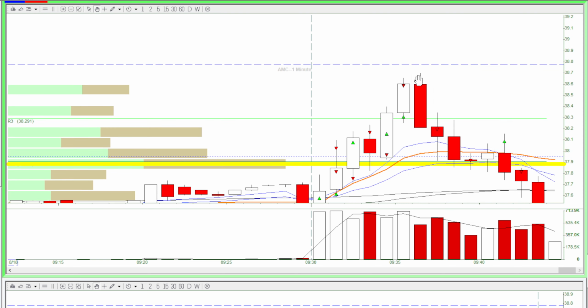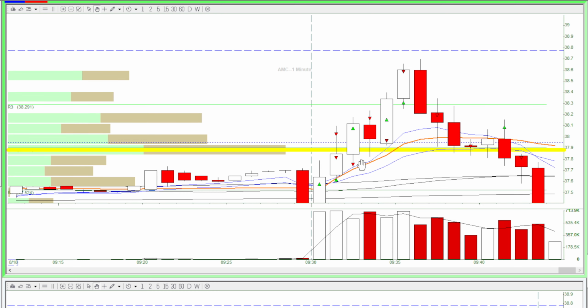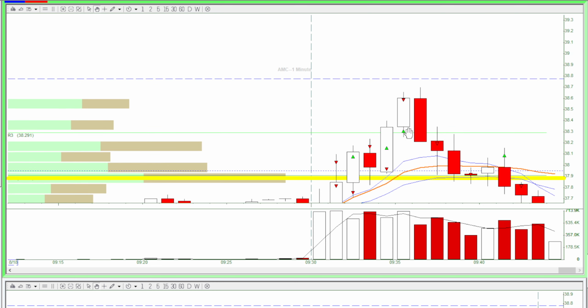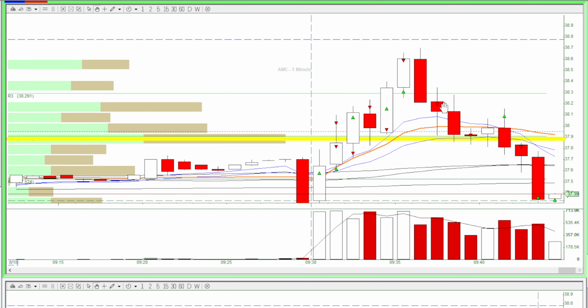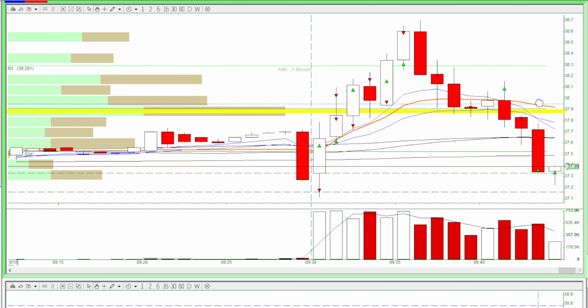And then I went for a long again because I saw that this stock is really bullish. I covered a little bit and then this stock started dropping and I got stopped out. So that was another loss.